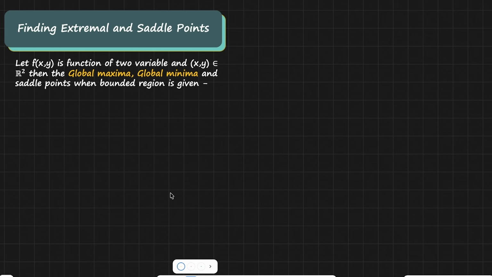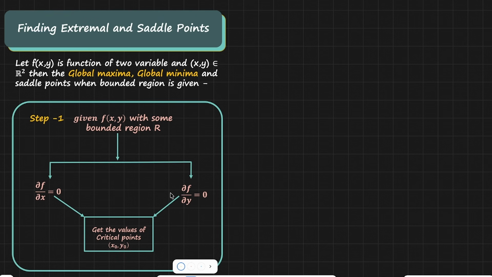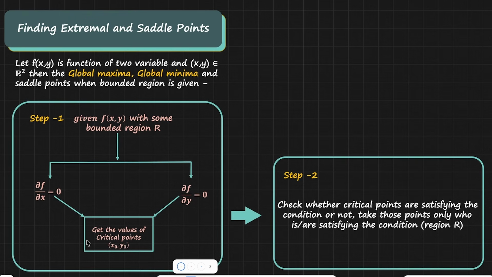Now come to the point: how to find the global maximum and global minimum. To find the global maximum and global minimum, you repeat step 1. It means finding the critical points will be the same. But second, check whether the critical points satisfy the condition or not.